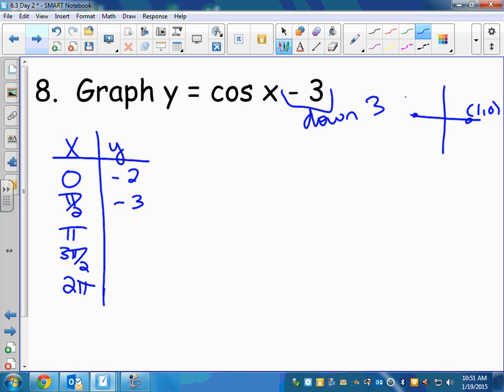At pi, the x-coordinate is negative 1. Negative 1 minus 3 is negative 4. Then at 3 pi halves, I should go back up to 0 minus 3, which is negative 3. And at 2 pi, I'm back to 1 minus 3, which is negative 2. You've got to make sure those top and bottom numbers are the same if you've completed one period.